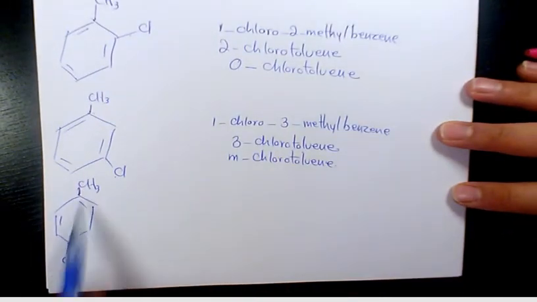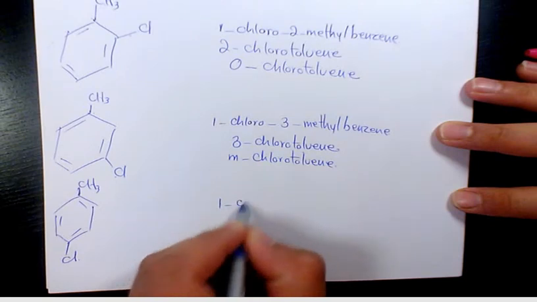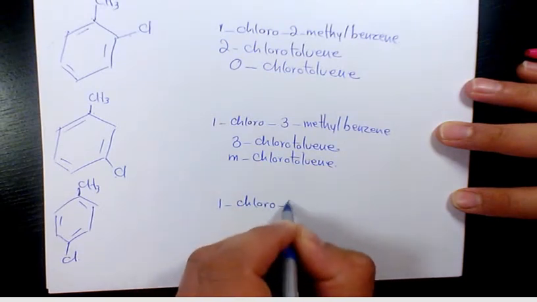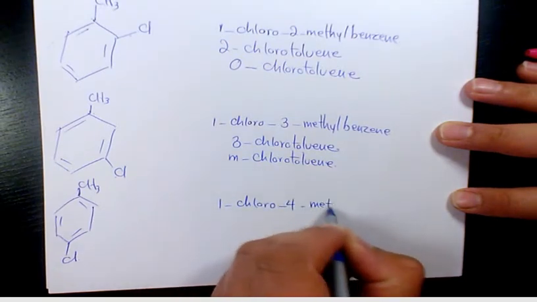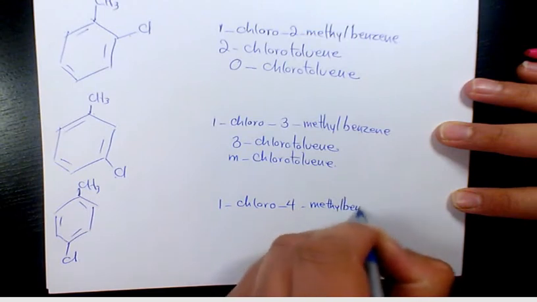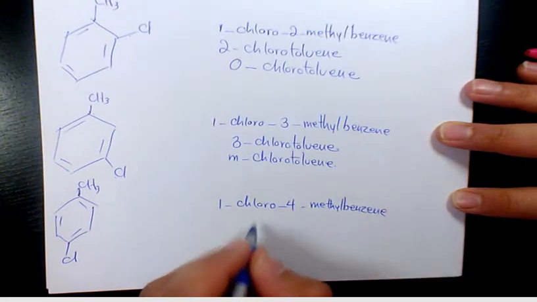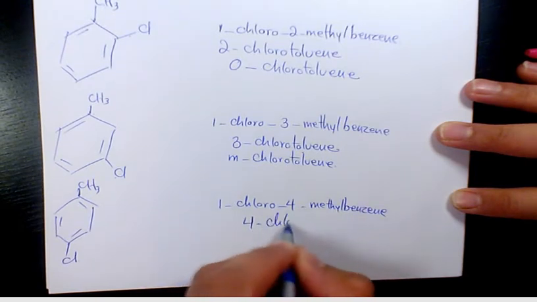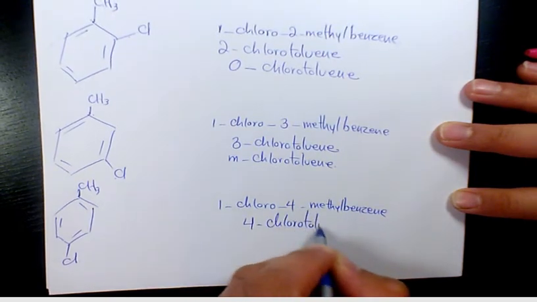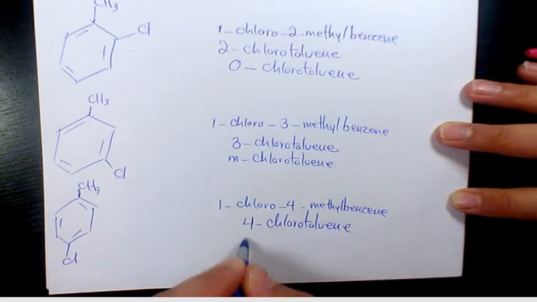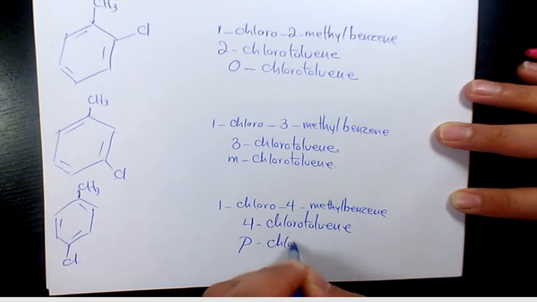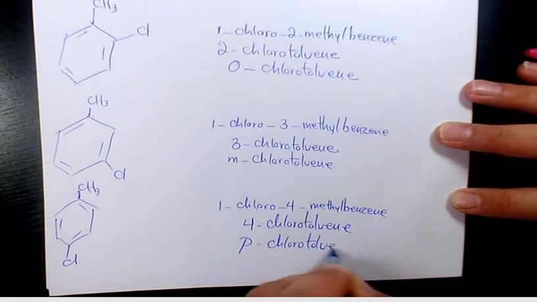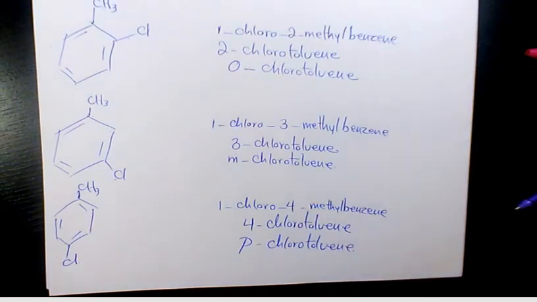Next one, we have a 1 and 4, so it's going to be 1-chloro-4-methylbenzene, or I'm going to call it 4-chlorotoluene or para-chlorotoluene. That's the name of these organic compounds.